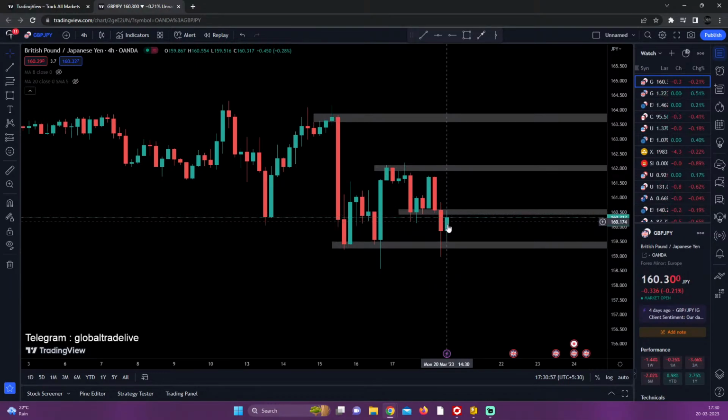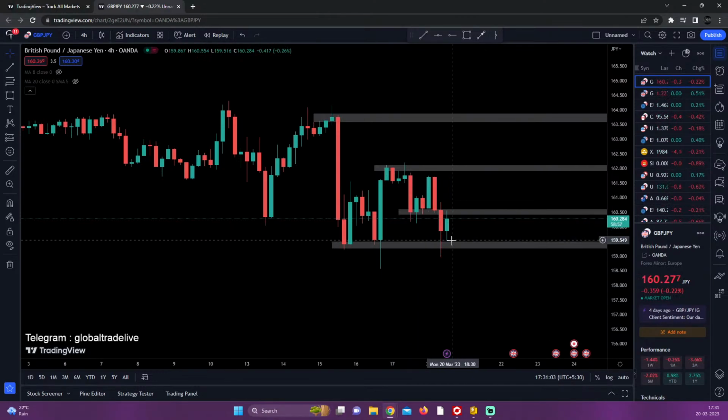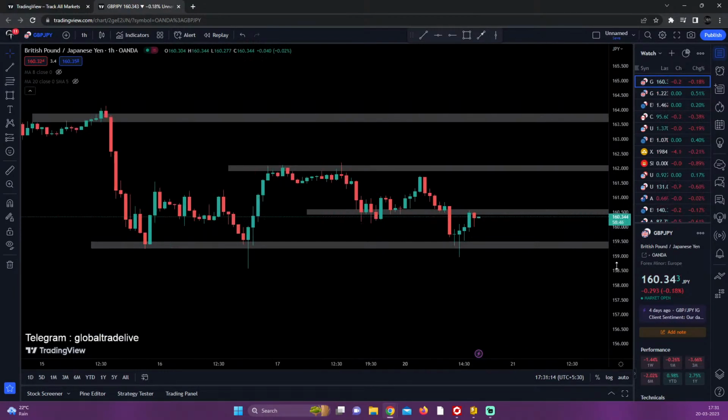So the market right now is moving up, and the 4-hour candle still has 1 hour to close. So I think this candle will be closing like a weak bullish candle, and the next 4-hour candle might just go up first and then go down again. So this was all about the 4-hour. I'm gonna switch to the 1 hour now.